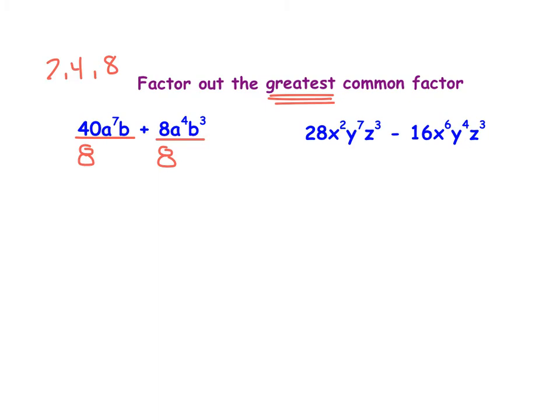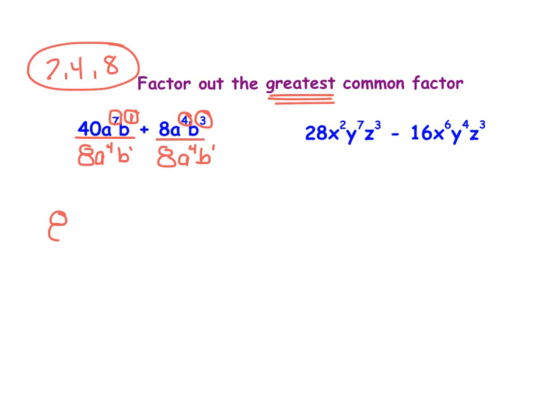Then from here I look at their variables and I notice we have a to the 7th and a to the 4th, which tells me that each one at least has an a to the 4th. And then I notice that I have a b to the 1st and a b to the 3rd, which tells me that each one at least has a b to the 1st. So as I'm factoring out my greatest common factor, I'm looking for the greatest common numerical factor as well as any variables that they might have in common and how many they at least have.